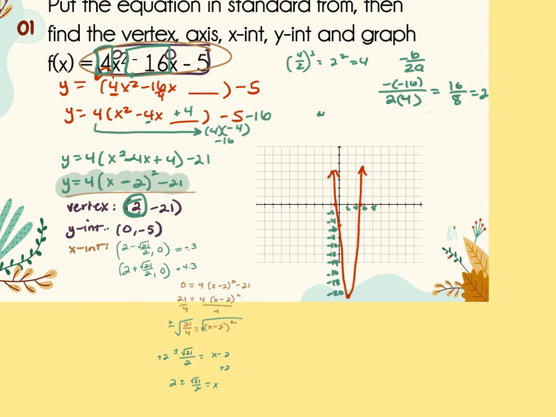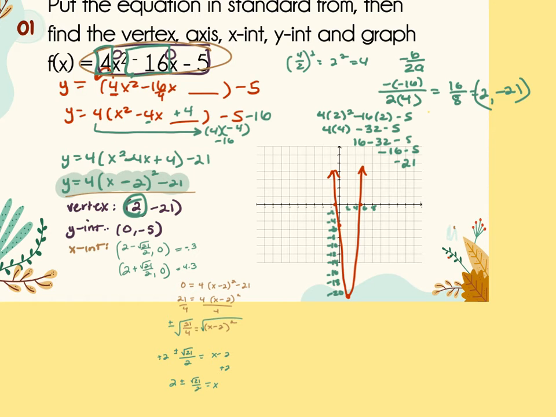Then I would have taken the 2 and plugged it back in. 4 times 4 minus 32 minus 5, 8. Nope, 16, sorry. 16 minus 32 minus 5. Negative 16 minus 5, which is negative 21. So you can also find your vertex that way.